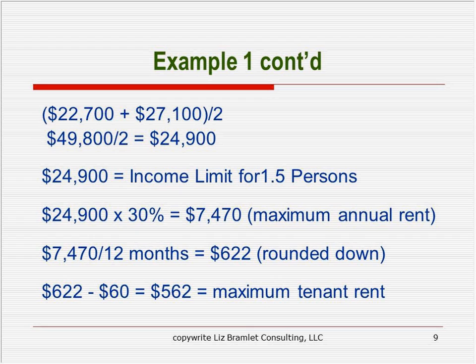We know that the maximum we could charge for this unit is $622. That's the maximum possible. If the tenants weren't paying any of their own utilities, there was no utility allowance, we'd charge the tenant $622. But these tenants are paying some of their own utilities, and they have a $60 utility allowance, so we subtract that out, and the maximum we can actually charge the tenant is $562.